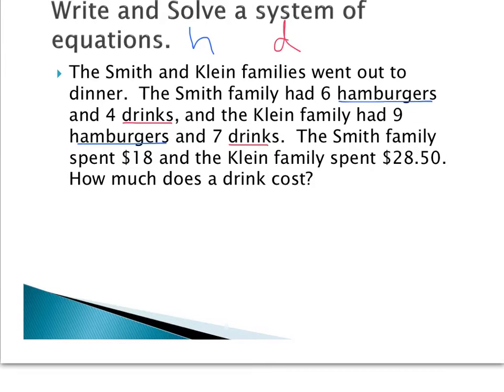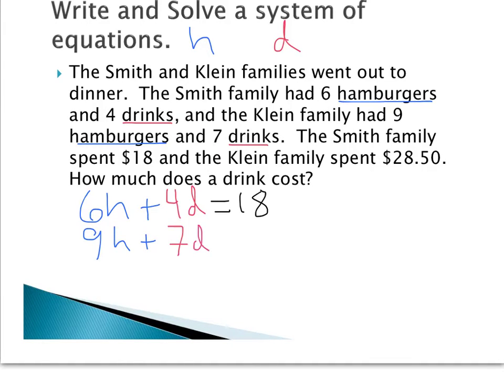Well, if we had 6 hamburgers, and then they had 4 drinks, and that was a total of $18, there's our first equation. I bet you can figure out the second one. We have 9 hamburgers, 7 drinks, and that equals $28.50.